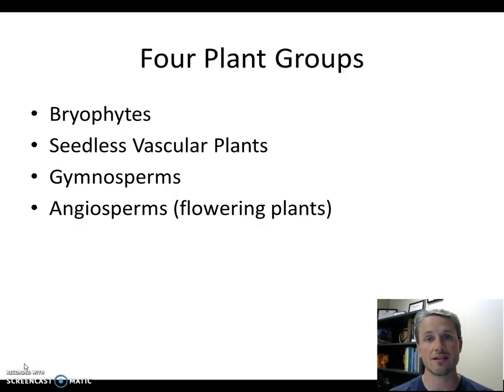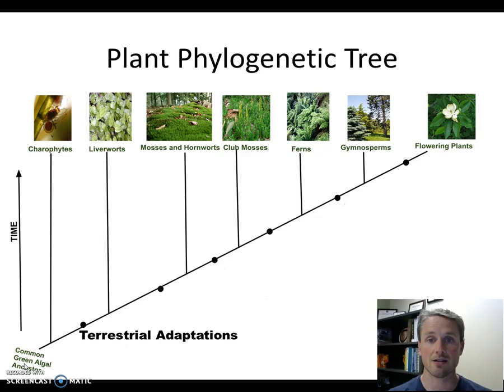Each group will have a set of characteristics in common with themselves within that group, and then they'll be related to the other groups in some way. So we'll put all these groups of plants onto a phylogenetic tree like this one. And I've shown this tree in a couple other videos, but I just want to think about how this tree is laid out before we discuss the specific traits that each of these groups have.